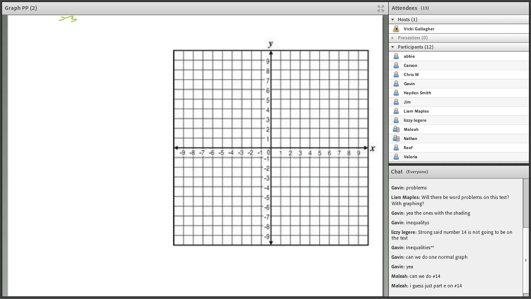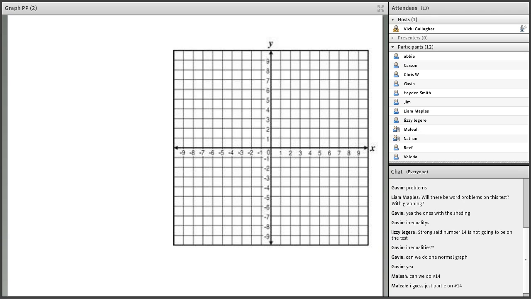Delete part E. Actually, that's very similar to number 13. So if it's cool, I'm going to go really quickly through parts A through D, because you have to have done those parts to be able to do part E.